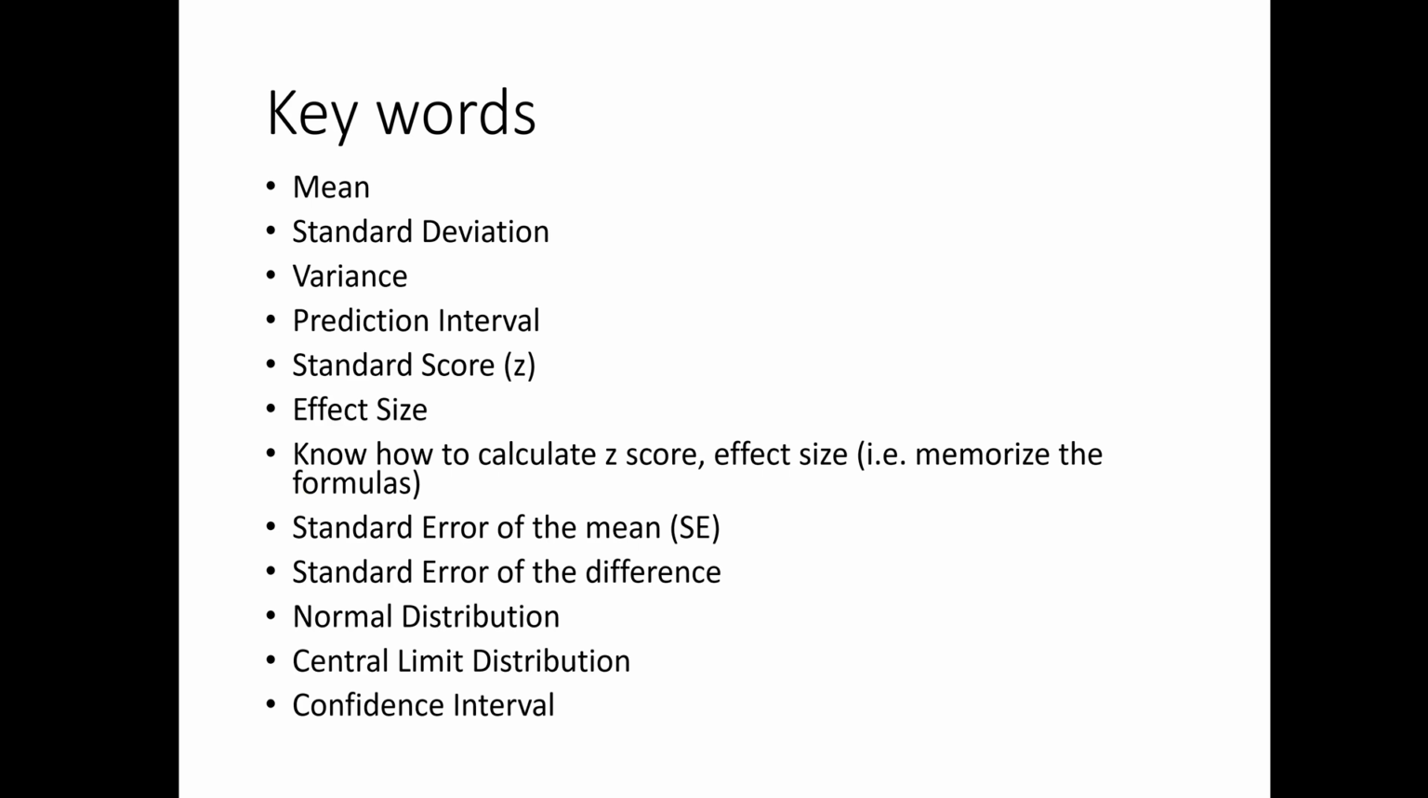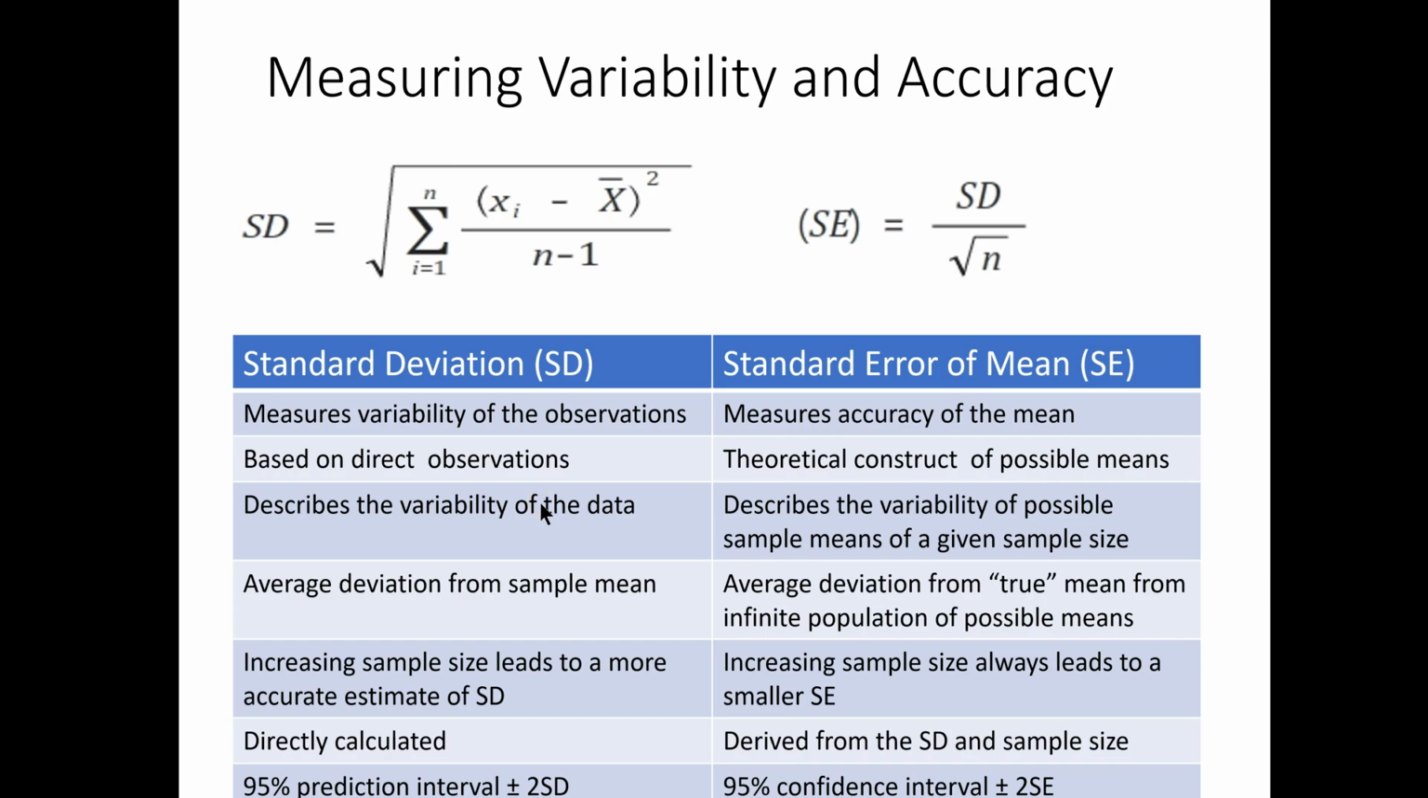In today's talk, we have some keywords that we're going to cover. You'll want to know everything on this list, the meaning of each of these words, phrases. Now, we're talking about measuring variability and accuracy. We saw the standard deviation formula last week. It's the average deviation from the mean, sort of. And then the standard error is computed from the standard deviation.